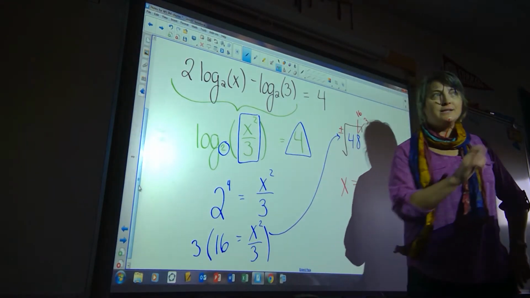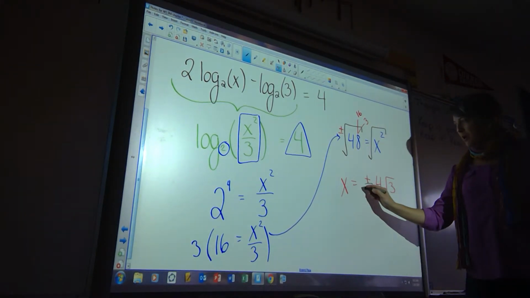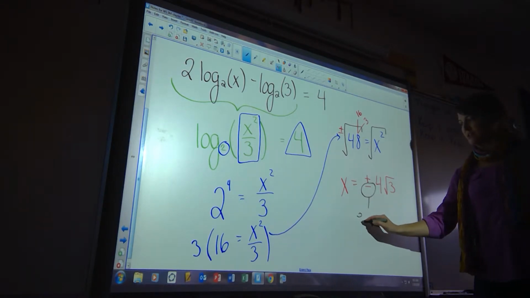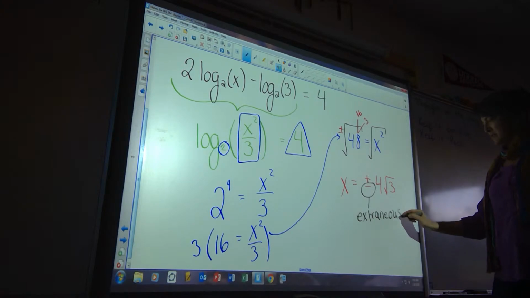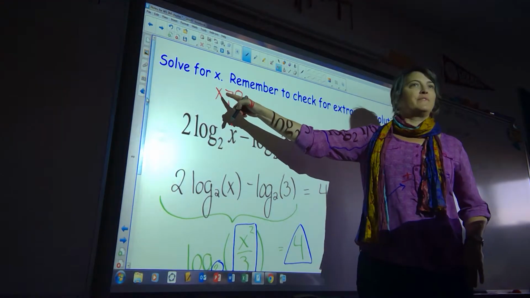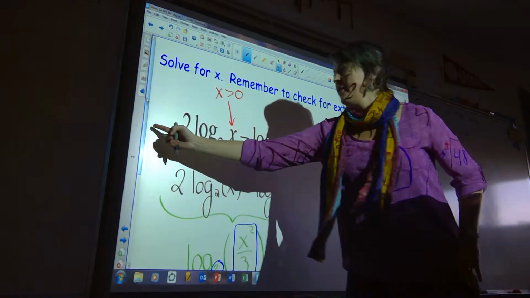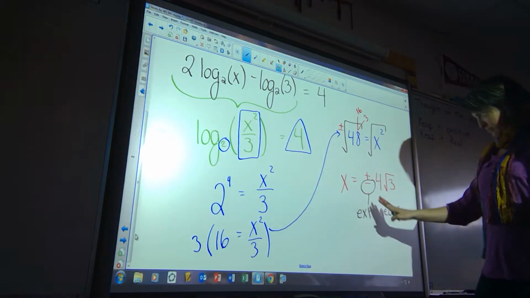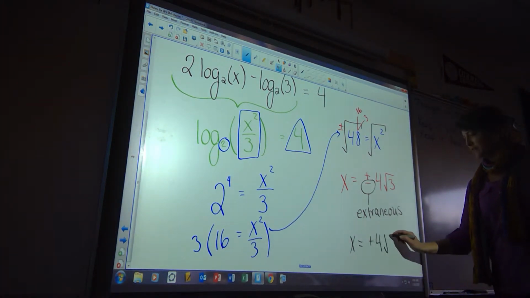But didn't we say in the beginning that x had to be greater than 0? So this version of it will be extraneous. Because if we look back at the original problem, from the very beginning we said we have to make sure that x is always greater than 0. So that one is extraneous, and my only solution is positive 4 square root 3.